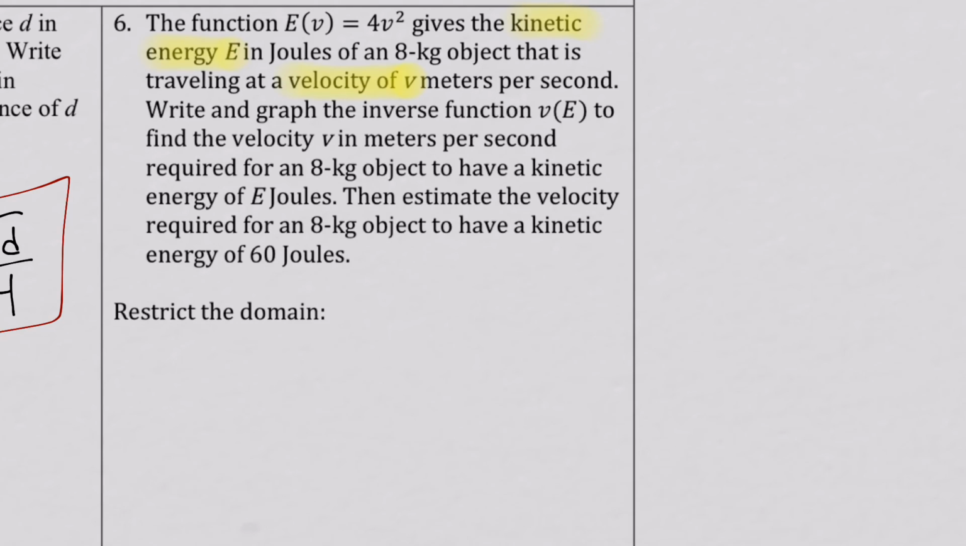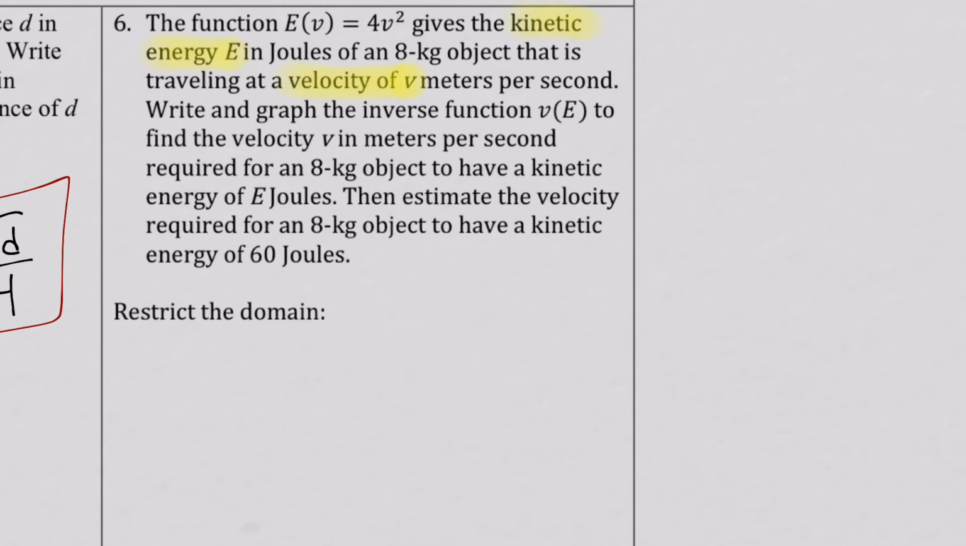So if I know the velocity, basically, I know the kinetic energy. This is specifically for an 8 kilogram object. They don't switch that throughout the problem, you can see. Alright, let's continue reading. Write and graph the inverse function V of E to find the velocity V in meters per second required for an 8 kilogram object to have a kinetic energy of E joules. Then estimate the velocity required for an 8 kilogram object to have a kinetic energy of 60 joules.